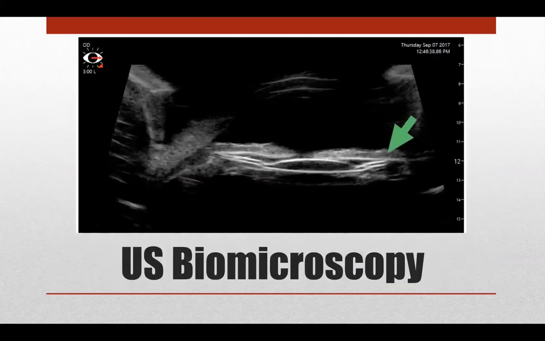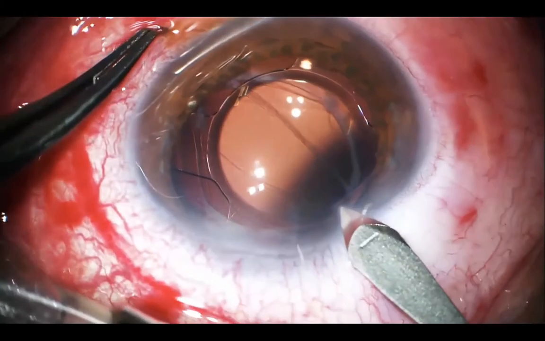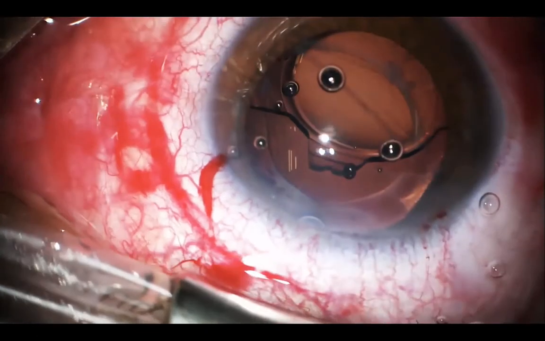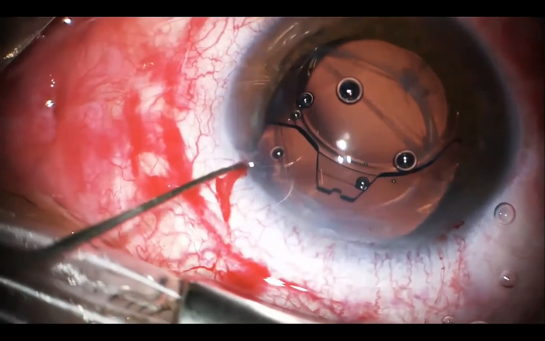UBM showed that the lens is confirmed in the sulcus, and the haptics of this lens are rubbing against the back surface of the iris, and this is the cause of iritis, and this is another cause, of course, of the cystoid macular edema and diminution of vision. And that's why a decision was made to remove this lens and implant a 3-piece lens inside the sulcus.